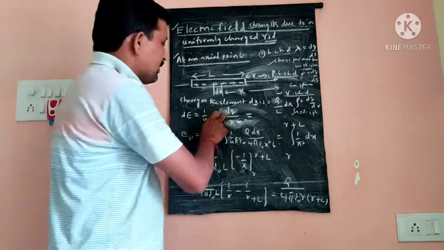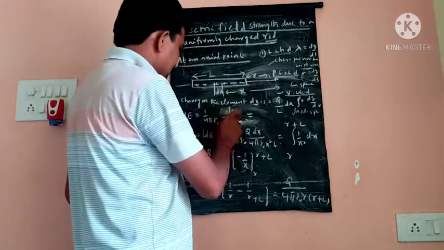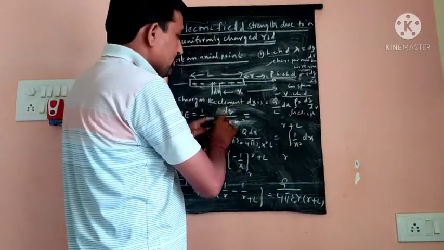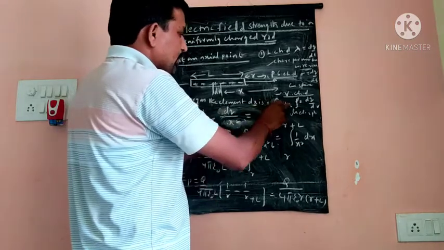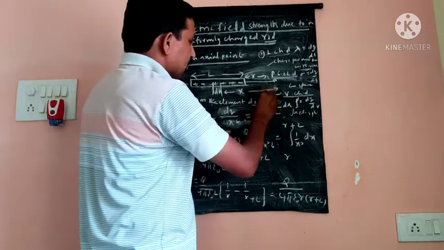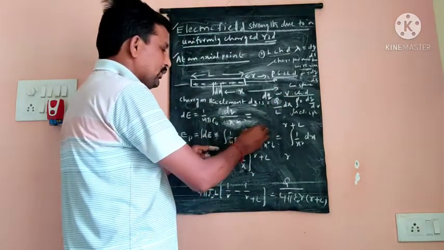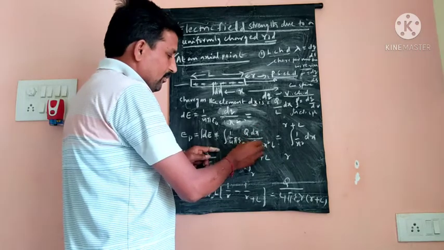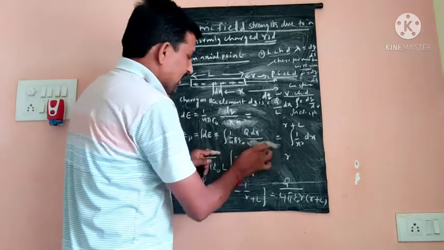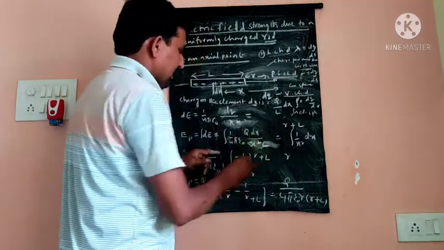Now substitute the dq value. Here dq is equal to q dx by L. So dE equals 1 by 4 pi epsilon naught times q dx by (x square into L).